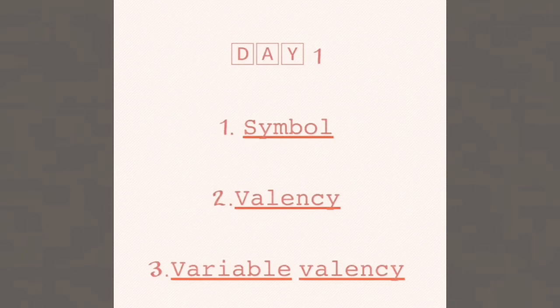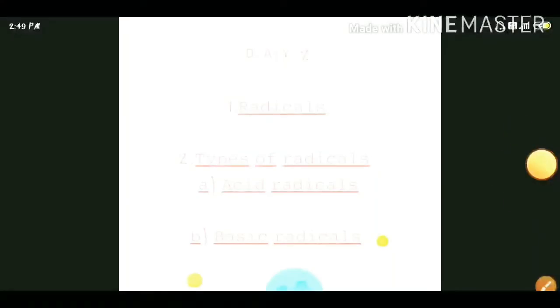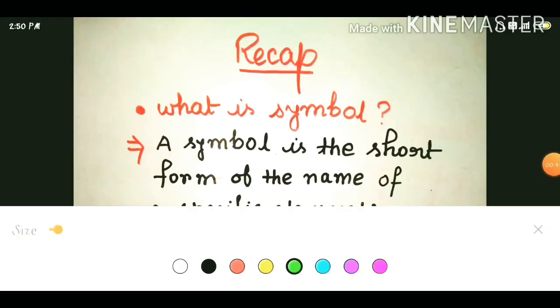We already discussed symbol, right? Or what? Valency and also variable valencies, right? And also we discussed radicals and types of radicals, that is acid radicals and basic radicals. Okay, hope we all remember. Let's start today's class. We start with a quick recap.